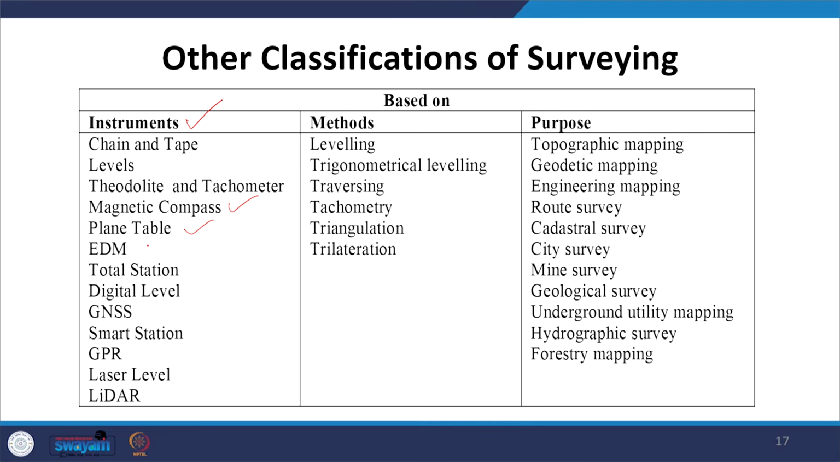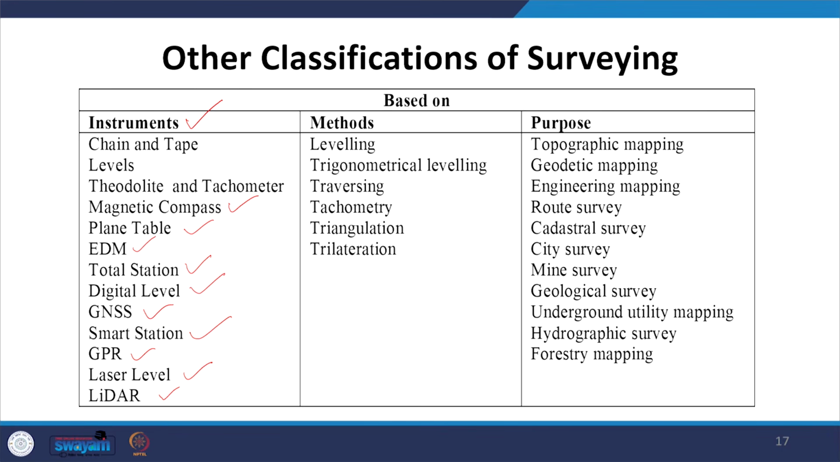Then in the digital era, we started using EDM, electronic distance measuring device, total station, digital level, GPS, smart station, ground penetrating radar, laser level and LiDAR system. So according to the instrument used, the classification of surveying has been made.